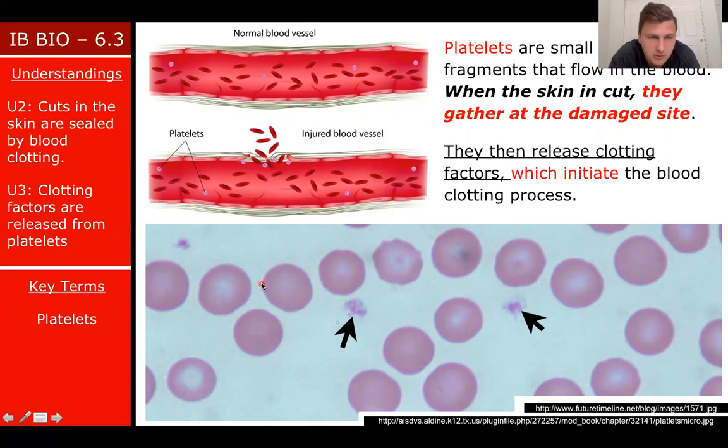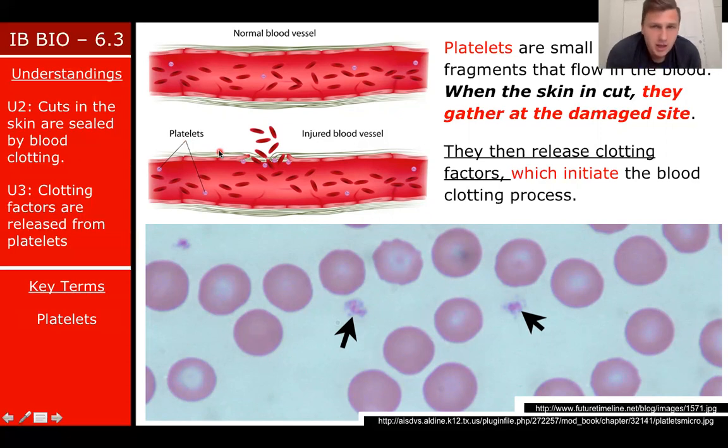If you see a really cool microscope image of blood, just like a blood smear, we have some in the classroom, but we can't see it right now. You would see your red blood cells, kind of circular, healthier, and then these little purplish circular things here are going to be your platelets. Okay, so platelets have a job. Let's talk about their job.